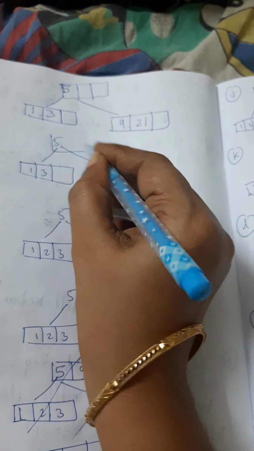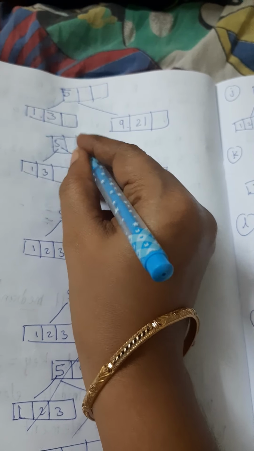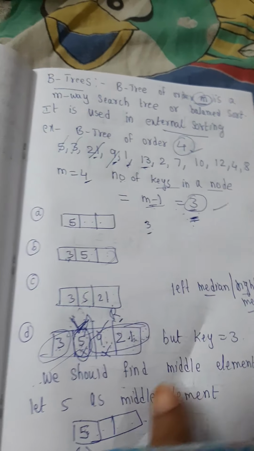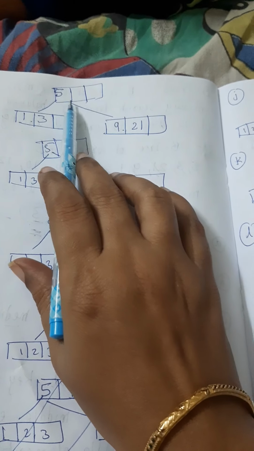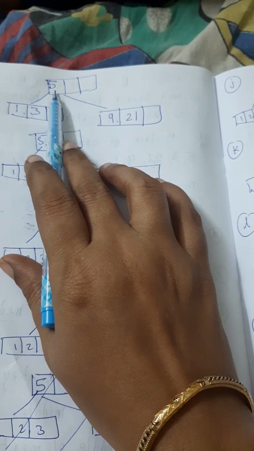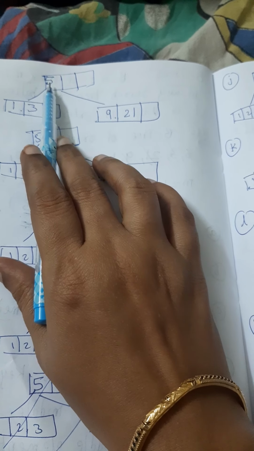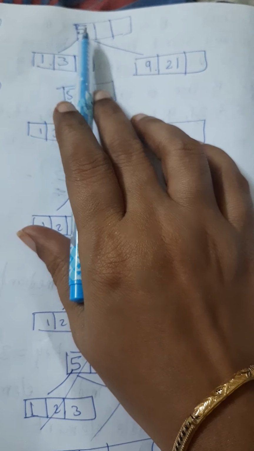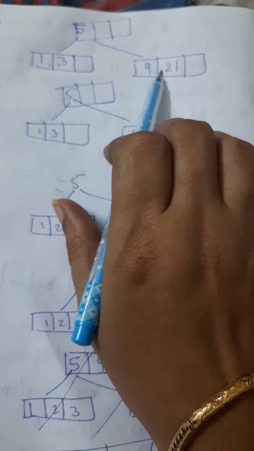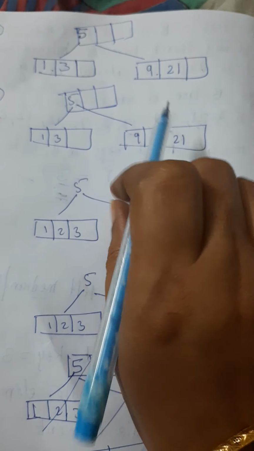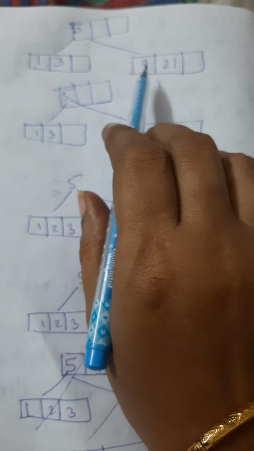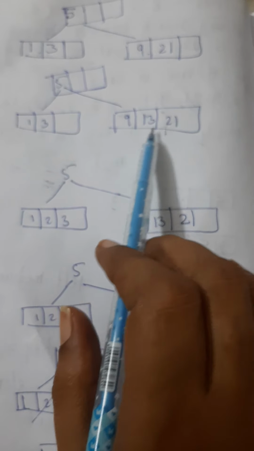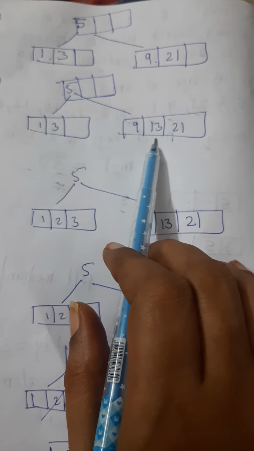Now the next one, what is the next element we have now? After 1, the next element you have is 13. Now you compare 5 with 13. So 13 is greater than 5. So since 13 is greater than 5, it should come to the right child now. So 13 will be coming between 9 and 21. So here you are accommodating.